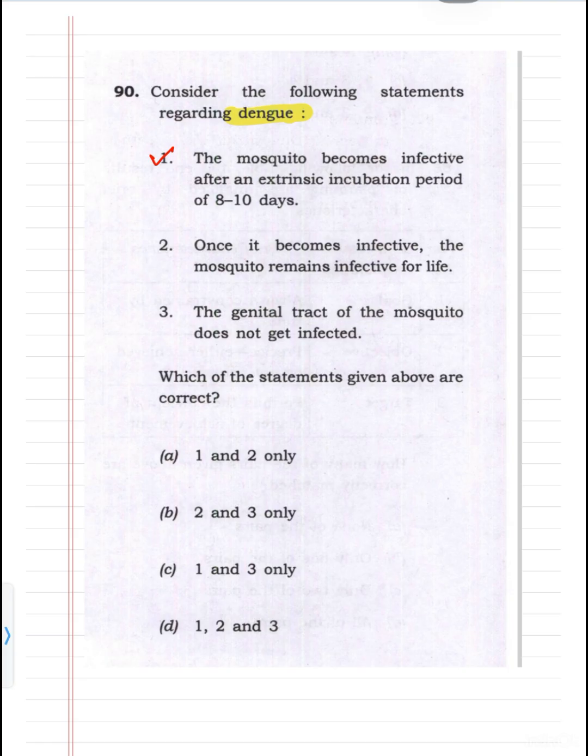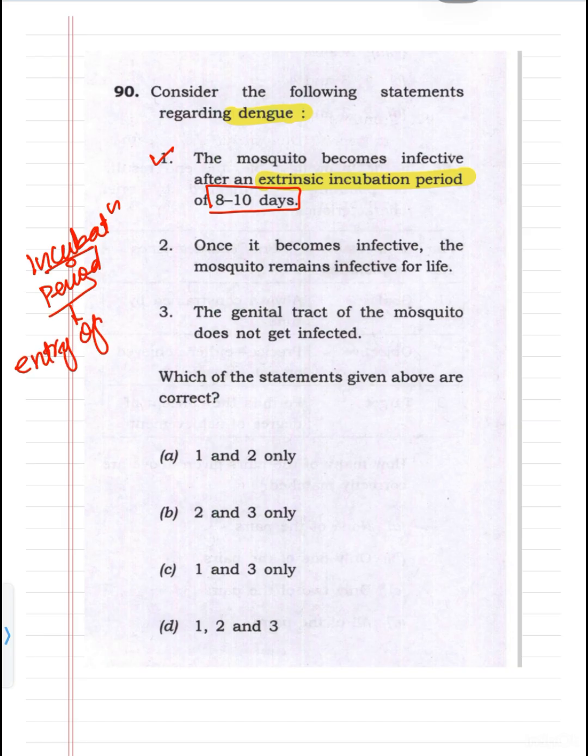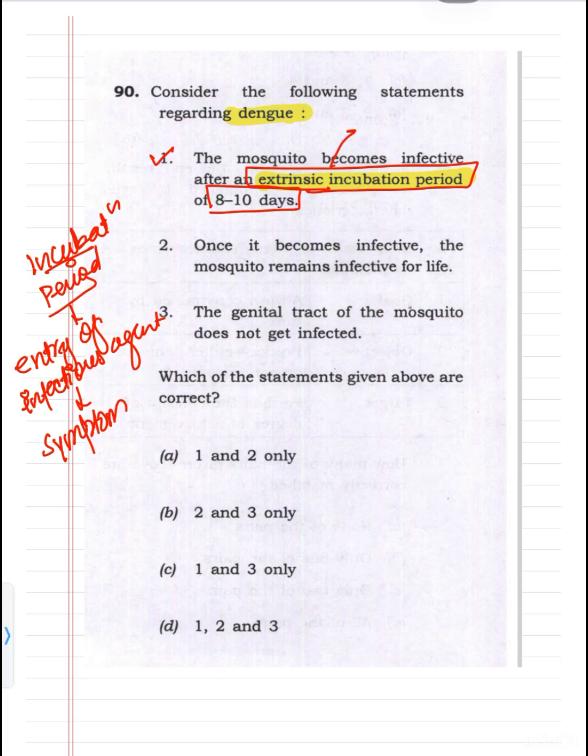So there is an incubation period in the case of humans. In the case of humans, incubation period means from the entry of the microorganism or the infectious agent to development of symptoms. While in the case of a vector, for example a mosquito vector, the extrinsic incubation period means from the entry of virus to the time when that mosquito becomes infective. So that is known as extrinsic incubation period. They are saying it is 8 to 10 days.